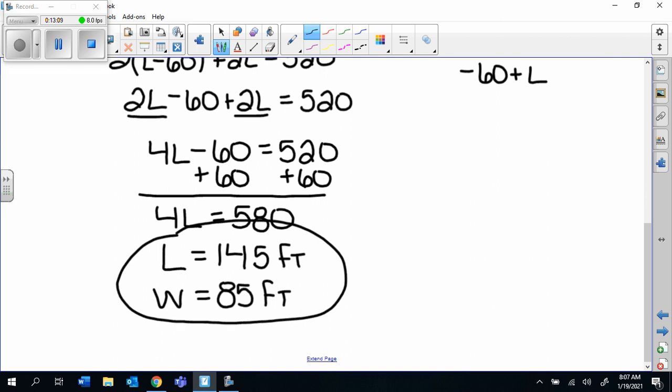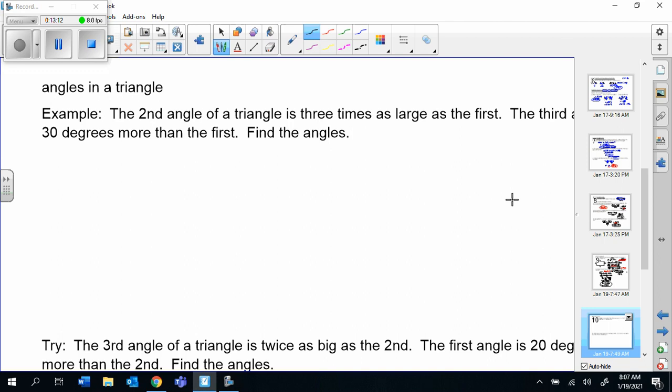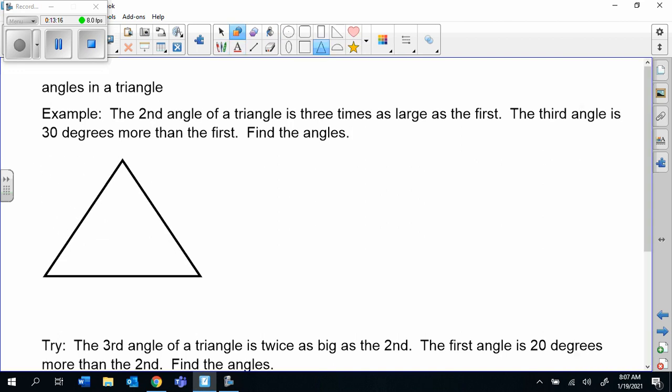Okay, now let's do the triangle one. Sorry, I goofed on that other piece. I got a little excited to use my triangle draw feature here.